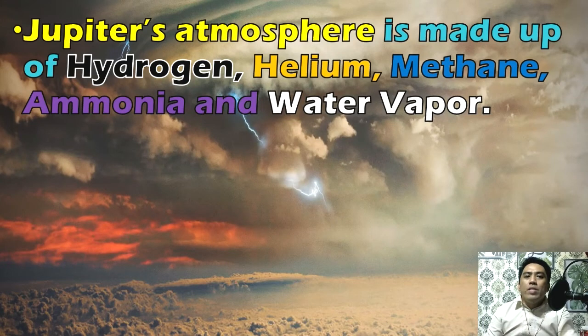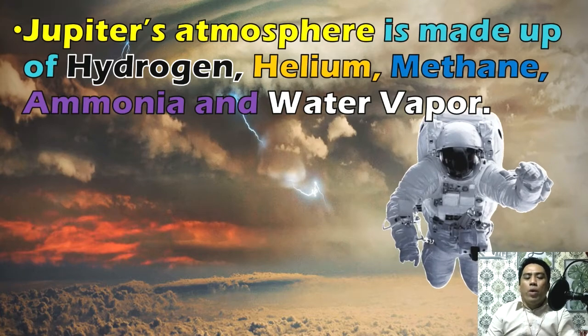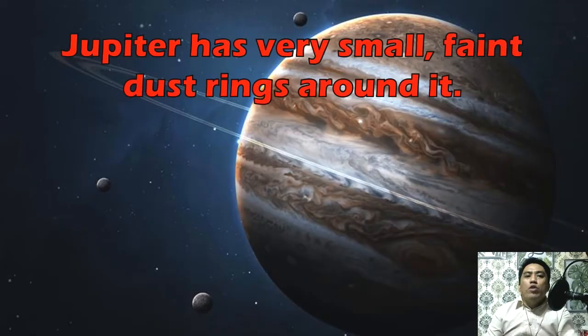So Jupiter's atmosphere is made up of hydrogen, helium, methane, ammonia, and water vapor. Yan ang atmosphere. Jupiter has very small faint dust ring around it. So mayroon din siyang sing-sing katulad ni Saturn.